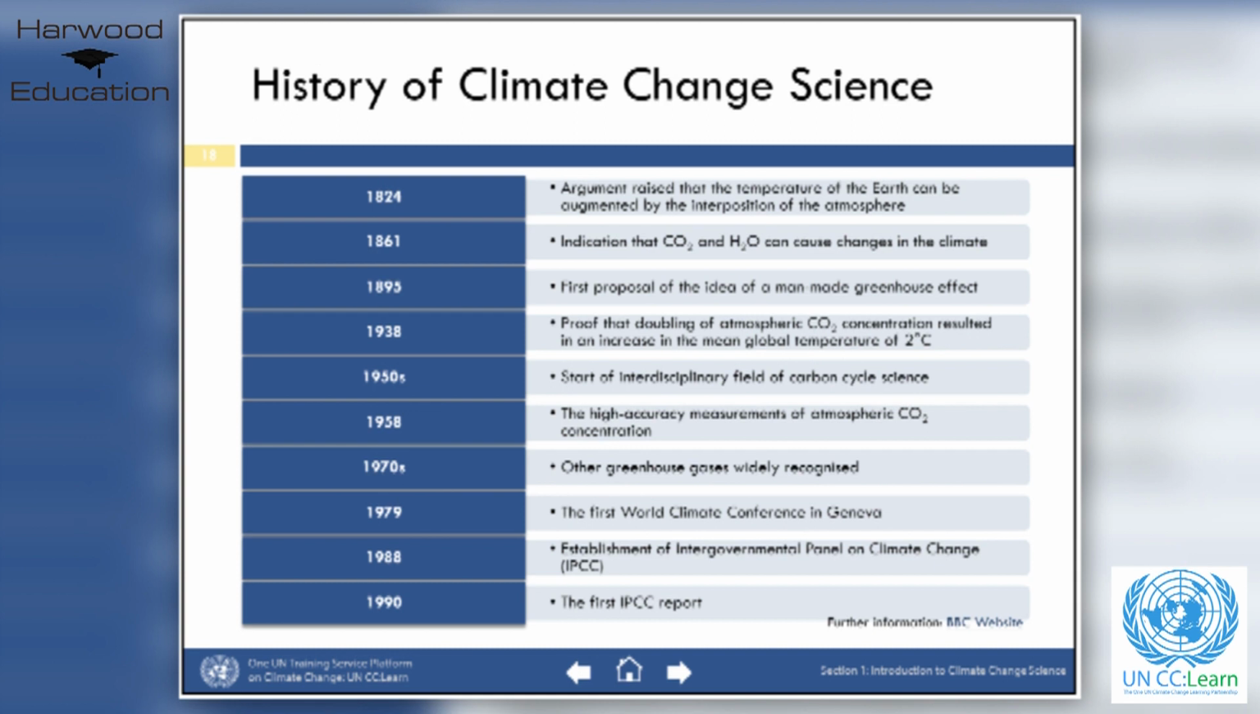As far back as 1824, the French physicist Joseph Fourier is the first to describe the Earth's natural greenhouse effect. In 1861, the Irish physicist John Tyndall shows that CO2 and H2O can cause changes in the climate. In 1895, Swedish chemist Svante Arrhenius concludes that industrial age coal burning will enhance the natural greenhouse effect.